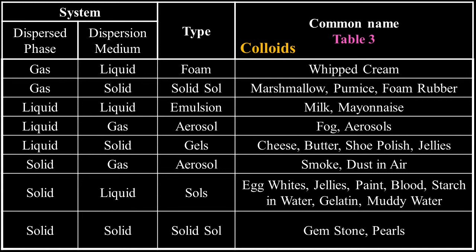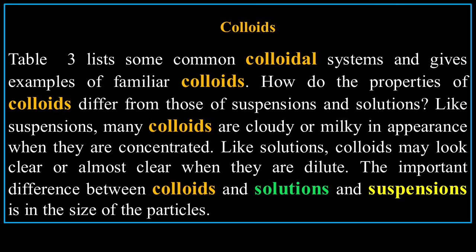So, if you put a gas into a liquid, you get foam. An example would be whipped cream. So you have the dispersed phase, you have the dispersion medium, like the solvent, and then you have the type of colloid it is, and then you have an example. So you have many examples there, and you could certainly add to them. And so that's colloids, table 3, dispersed phase and dispersion medium. Table 3 lists some common colloidal systems and gives examples of familiar colloids.